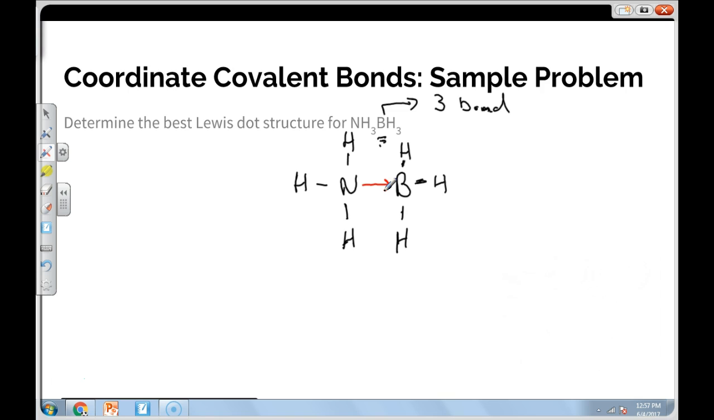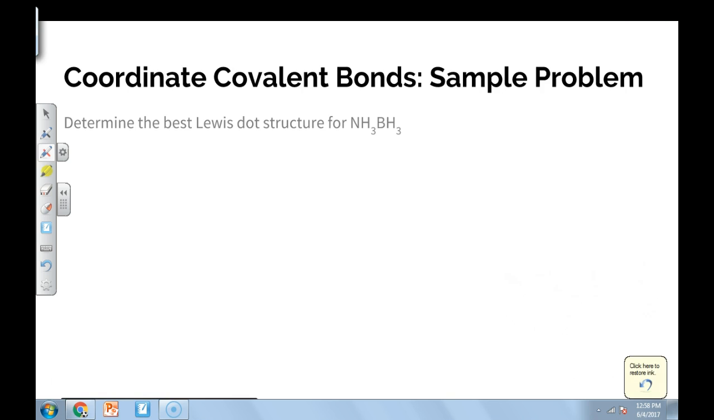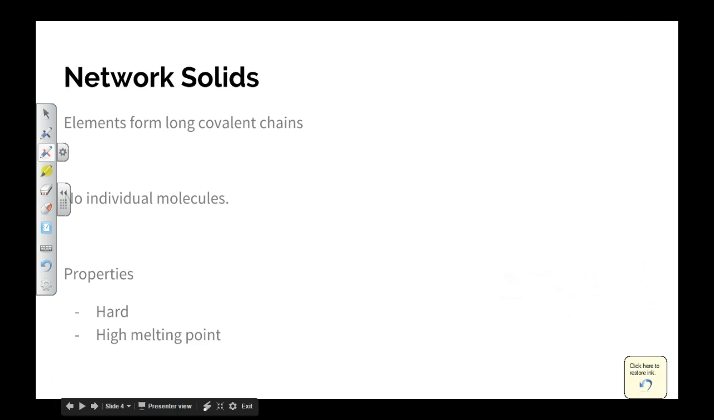It's not much different than what we have been dealing with, covalent bonds. The coordinate just means that when you're drawing that Lewis structure, we have to make sure that we see where the electrons are coming from. So that's pretty cool, and I think that's the end of this video.